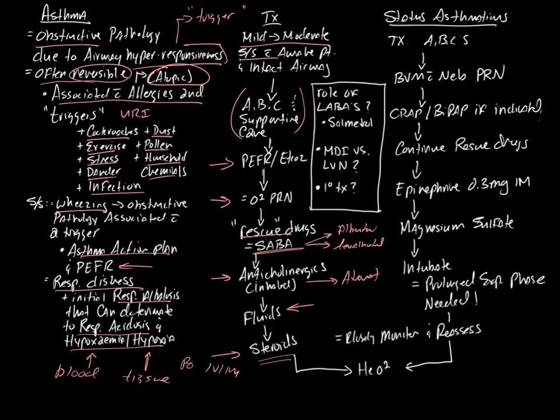Now, some patients will take what are known as LABAs. And what is a LABA? Is it an inhaled steroid? Well, what's a SABA? Yeah, so a SABA is a short-acting beta agonist like albuterol. So a LABA is a long-acting beta agonist, something like salmeterol or metoprolol, something like that.